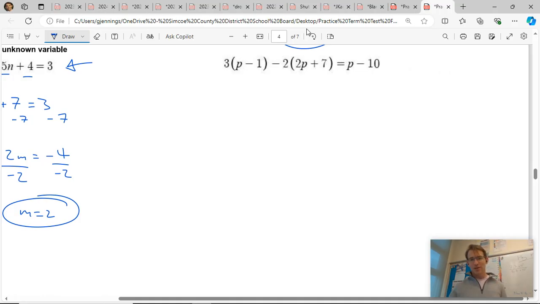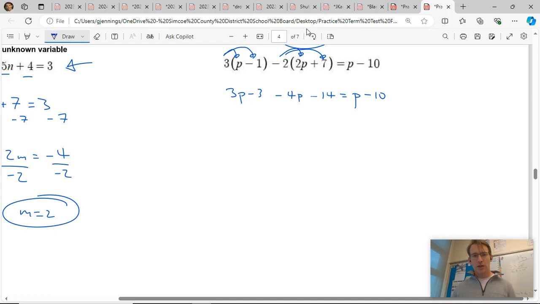Another one. Oh, this one's got distribution. It's got collect like terms. It's got all the goodies. It ain't got no fractions, though, because I ain't playing you that way today. 3 distributes in, so that's 3p minus 3. This negative 2 distributes in, so that's negative 4p minus 14 equals p minus 10.